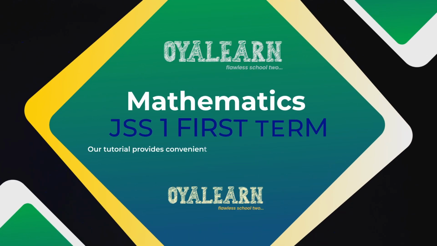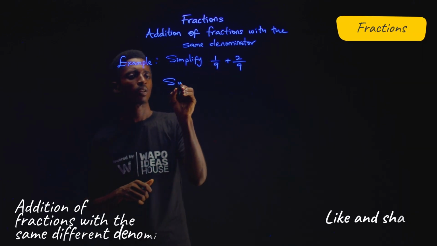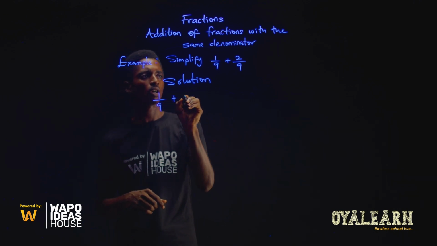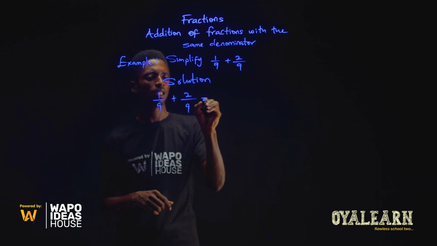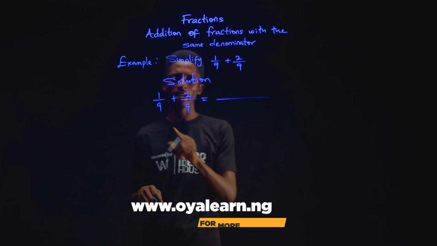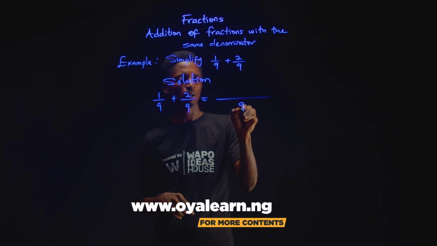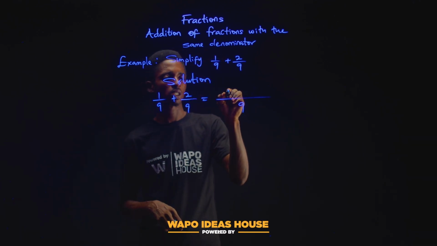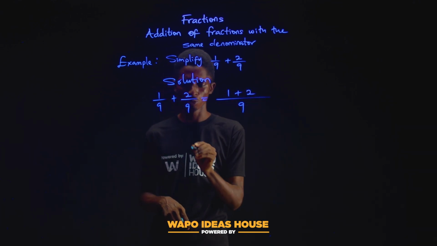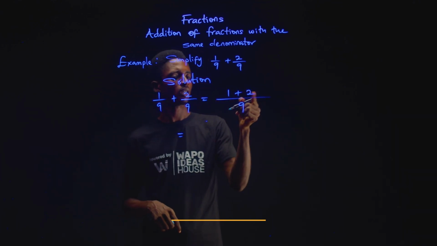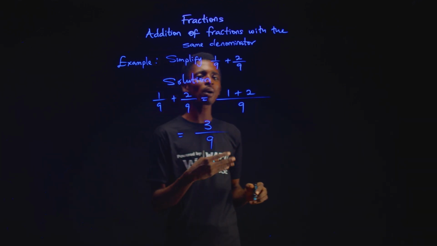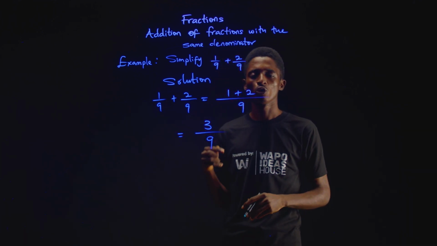Now let us simplify 1/9 + 2/9. Solution: 1/9 + 2/9 equals, you draw your division line and then write down the common denominator, 9. Now we perform the arithmetic addition of the numerators. So I have 1 plus 2. This would give us 3/9.